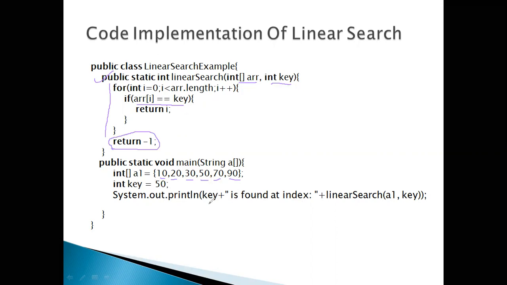So the output will be 50, that is the key, since the key is 50. So here we will write 50. The output will be "50 is found at index", and the position of the index will be 3. So this is the output that will be printed if we give this array and this key.